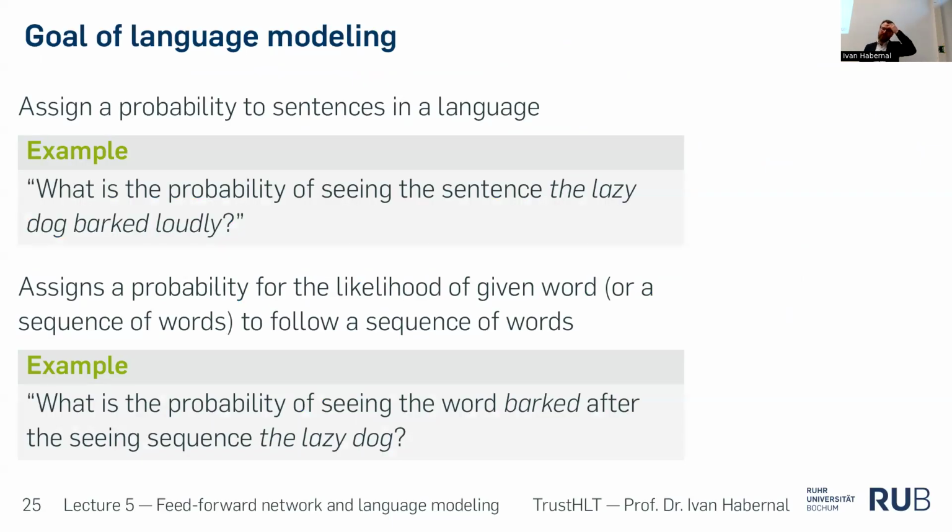So the goal of language modeling is to assign a probability to sentences in a language. For example, what is the probability of seeing the sentence, "The lazy dog barked loudly"? This is the language modeling task from a classical perspective. What is the probability of this sentence in English?